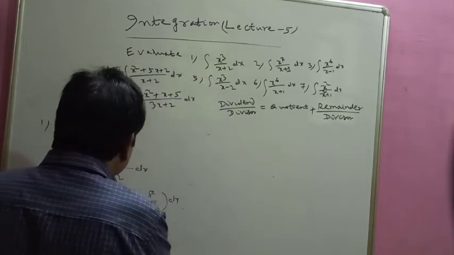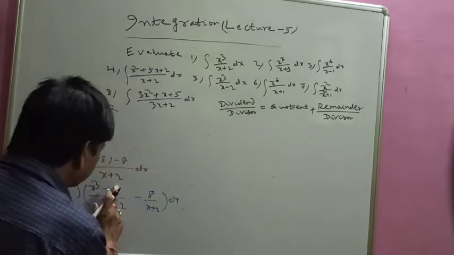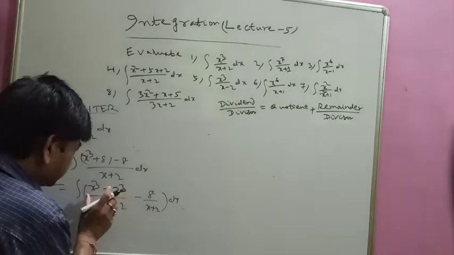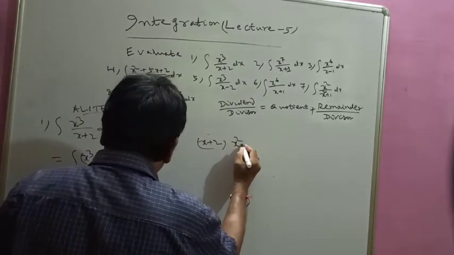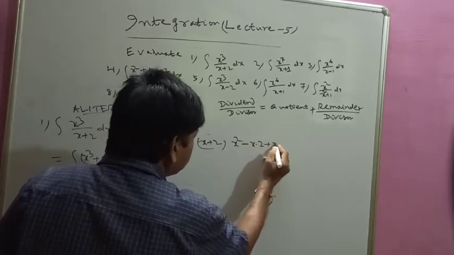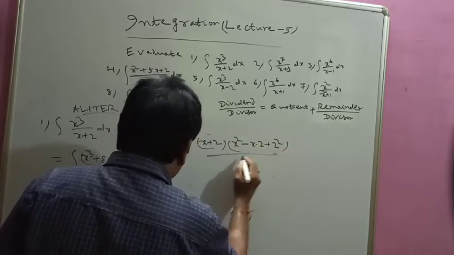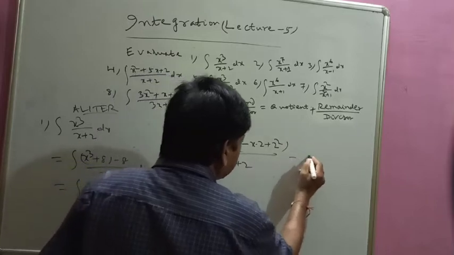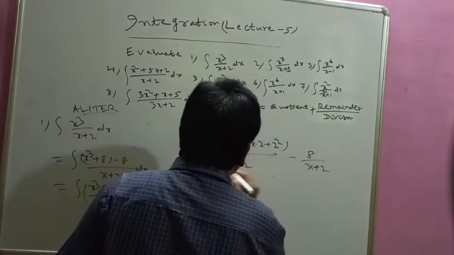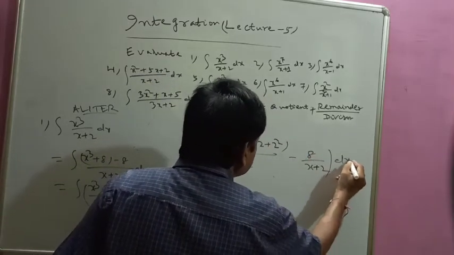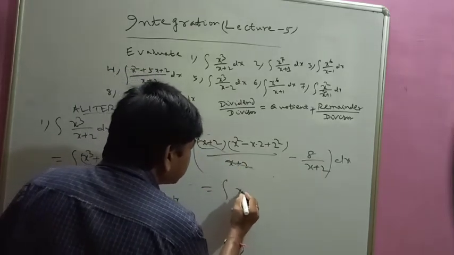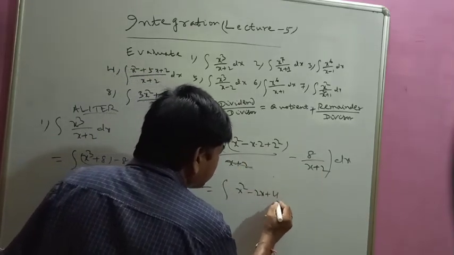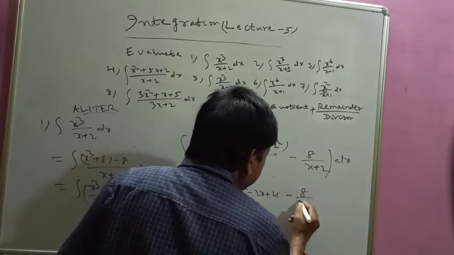You factorize this. x cube plus 8 is what? This 8 is converted to 2 cube. Okay, so this is a cube plus b cube. So it is a plus b into a square minus ab plus b square, divided by x plus 2, then minus 8 by x plus 2. So now we can integrate this easily. This gets cancelled. So this one is the integration of x square minus 2x plus 4, then minus 8 by x plus 2.